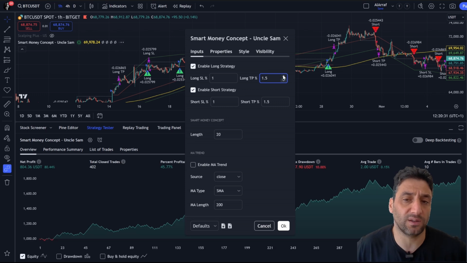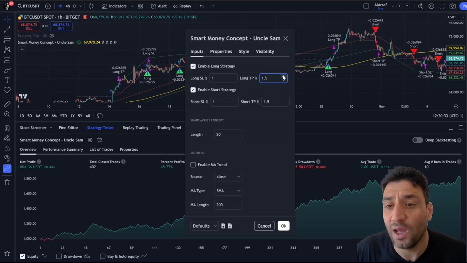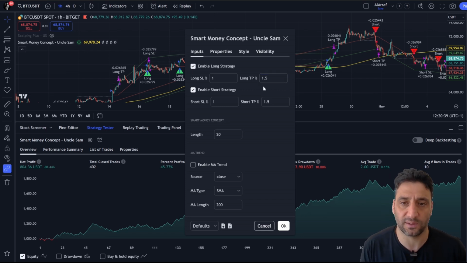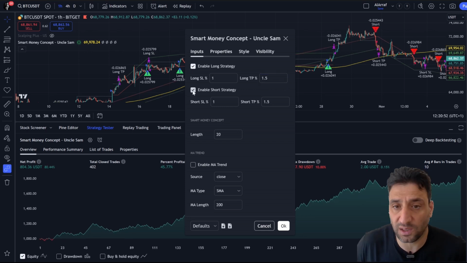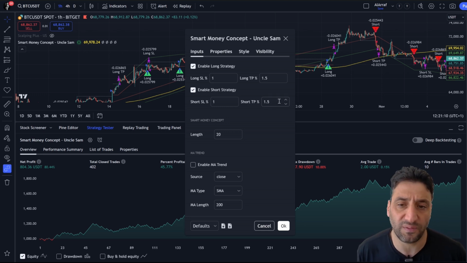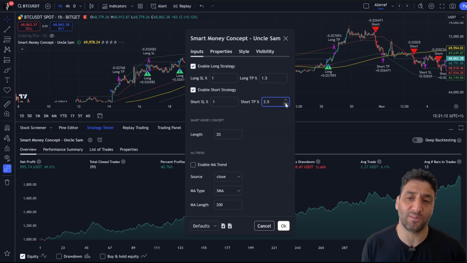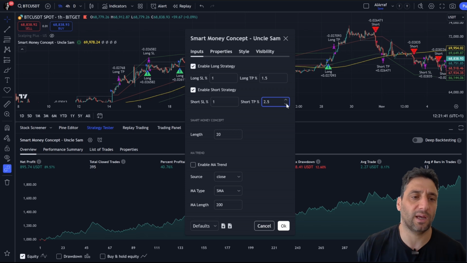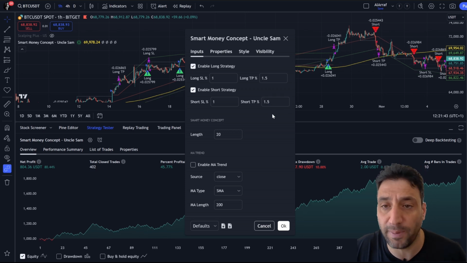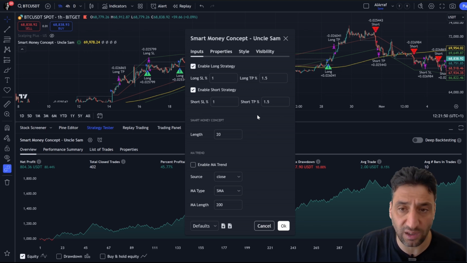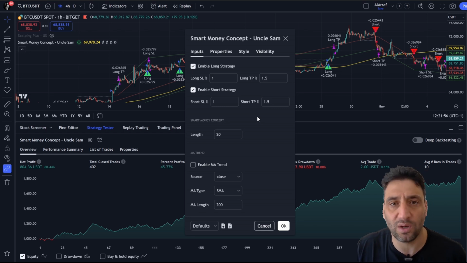Long take profit percentage. This is set to 1.5% by default, allowing you to take profit when the trade gains 1.5% above the entry price. Enable short strategy. Similar to the long strategy, this toggle enables or disables short trades. Short stop loss percentage default is also at 1%, offering similar risk control on the short side. Short take profit percentage set at 1.5% by default, giving us a balanced risk reward ratio on shorts. So these inputs allow for quick adjustments to fit your trading goals. You can adapt these percentages to increase profitability or reduce risk based on market conditions.